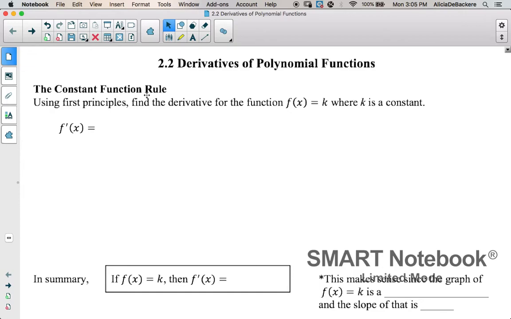So I'm going to develop the rule for this. What you need to know is what shows up here in the box, but I'm going to show why it works, or where it comes from up here. So we know that to find the derivative, we take the limit as h approaches 0 of the difference quotient.